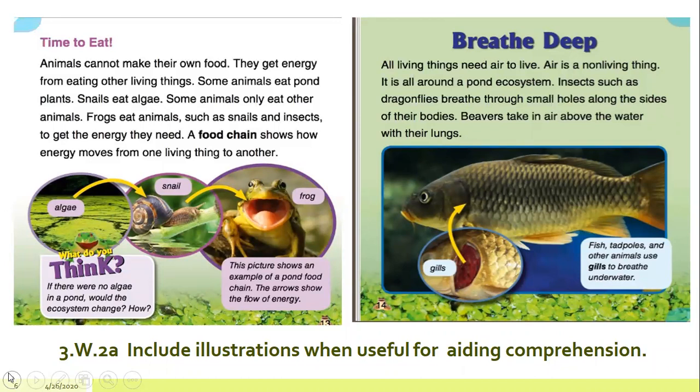Now look at the other page where they're talking about gills. Gills are very small in fish and tadpoles. So the illustrator decided to use a blow-up model so that you could actually see and understand where the gills were. So to include the illustrations when useful for aiding comprehension, we just had 4 different examples to help the reader understand.